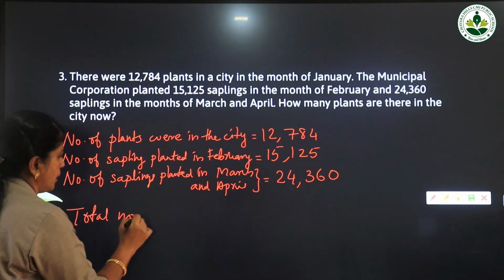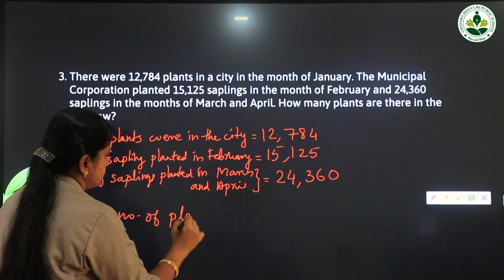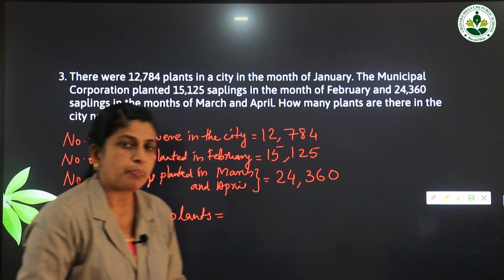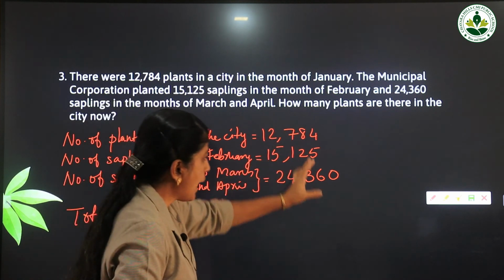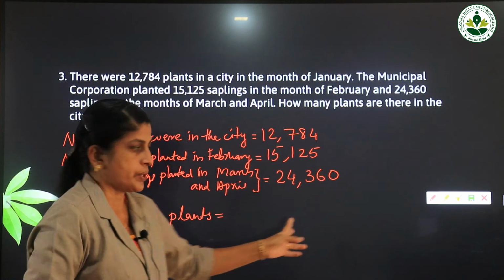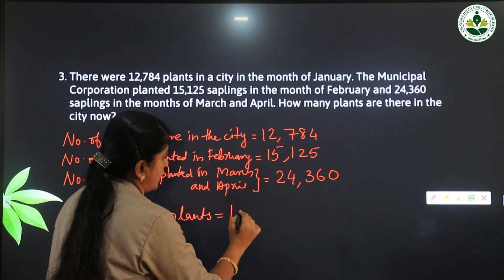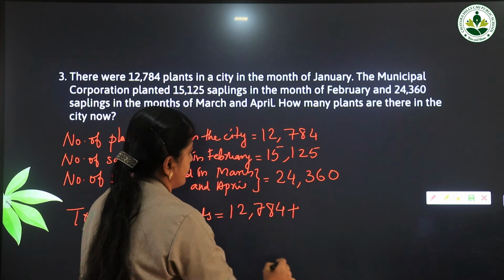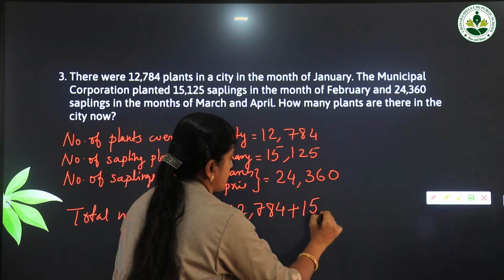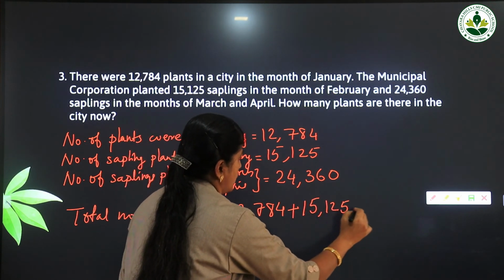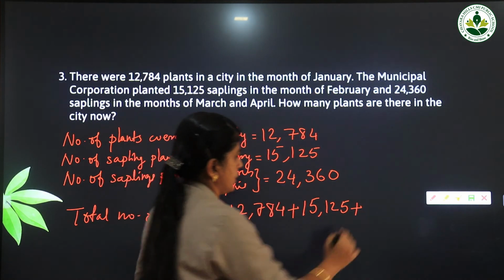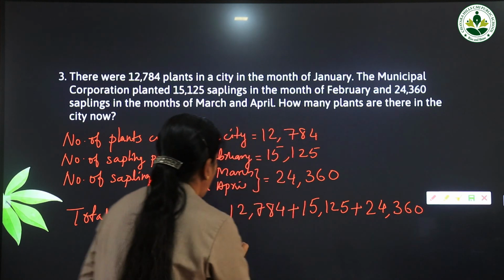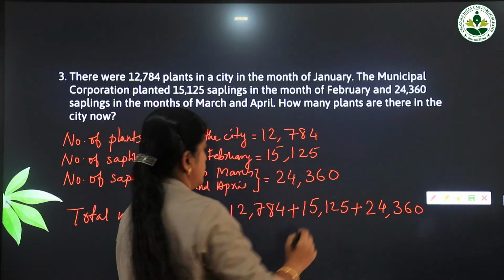Total number of plants is equal to, how do we find the total number of plants? Yes, we have to add all these three numbers. That is, the numbers are 12,784 plus, next number is 15,125 plus, then the third number is 24,360. Add these three numbers.